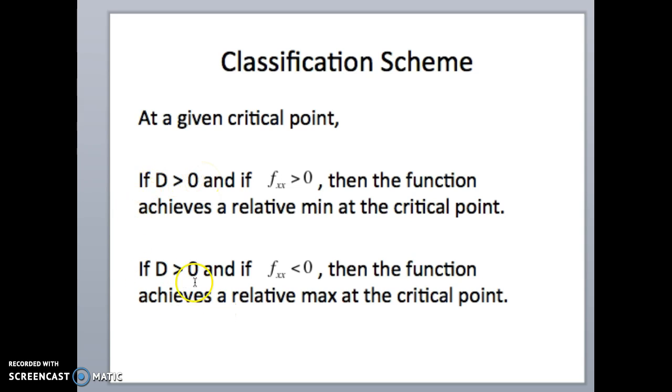Second condition, if D is greater than 0 and fxx is less than 0, then the function will achieve a maximum. Notice the same issue. If the second derivative were negative back in the second derivative test, it was concave down, and that gave us a maximum. But there's two other cases for us to deal with. What if D is negative, and what if D is 0?